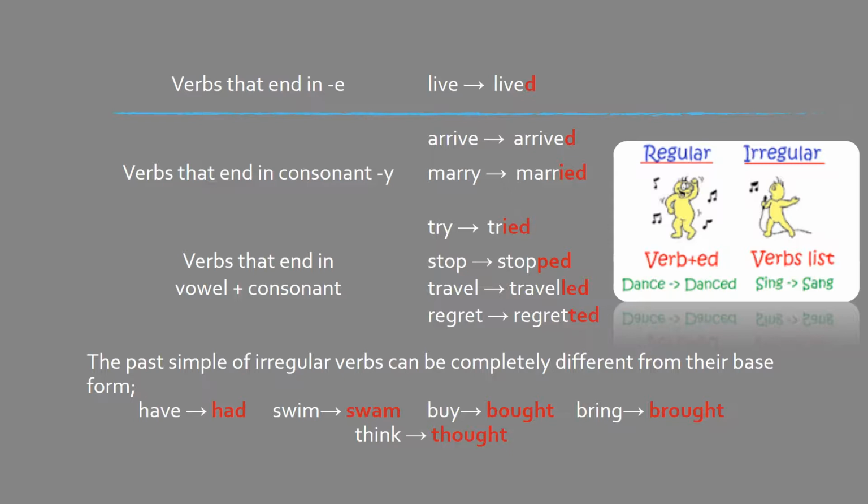The past simple of irregular verbs can be completely different from their base form. Have, had, swim, swam, buy, bought, bring, brought, think, thought. Please do not forget to memorize the irregular verb list I gave you.